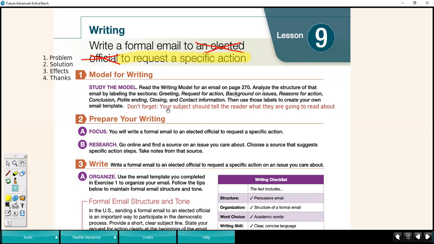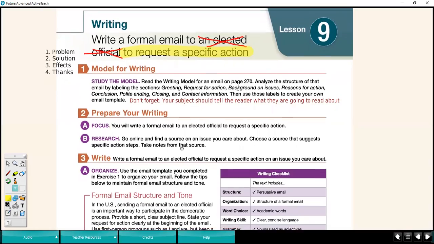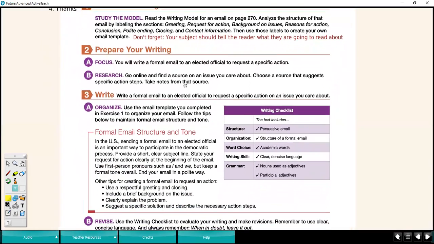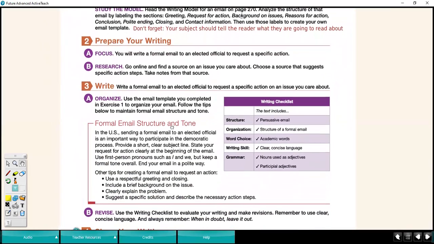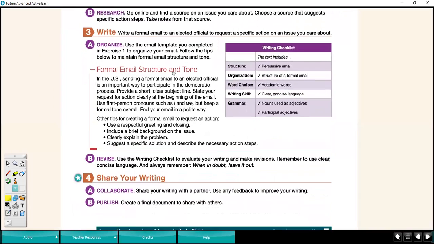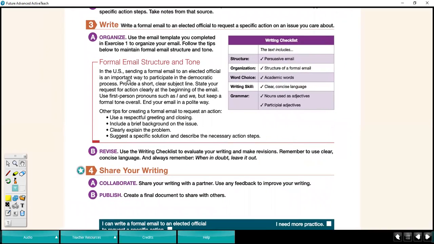I also want to point out that your subject line should tell the reader what they're going to read about. And so you don't want to add your problem to an existing email, but to start a new email with this new topic and make sure that subject line tells the reader what they're going to be reading about.